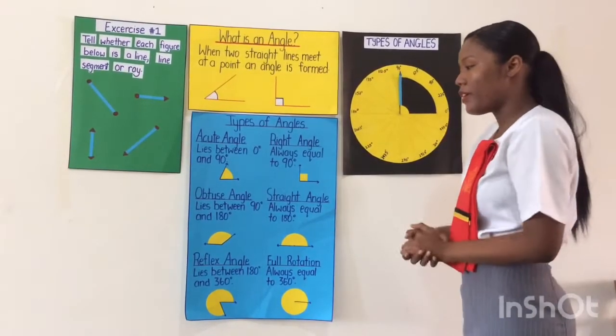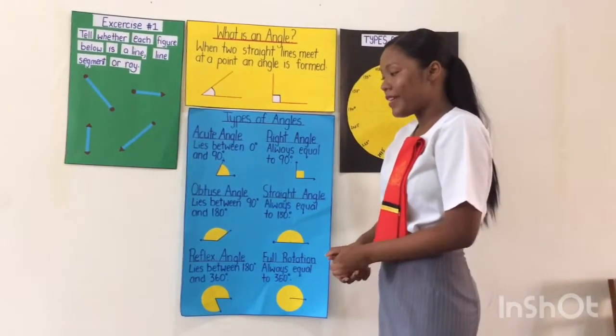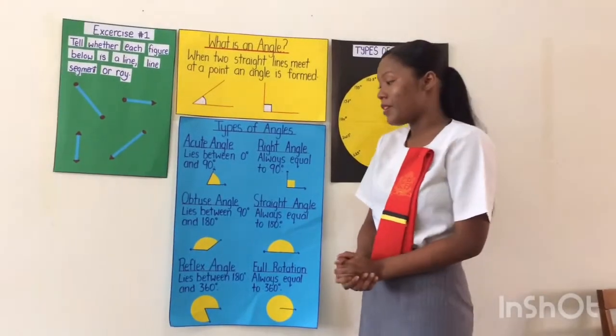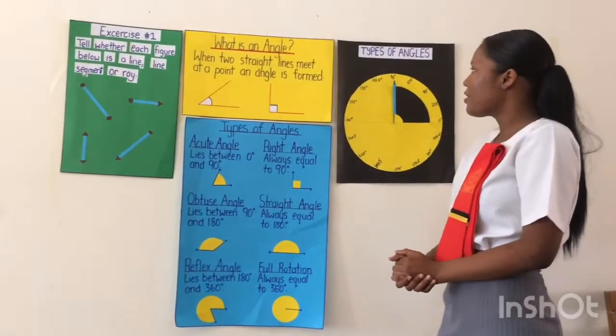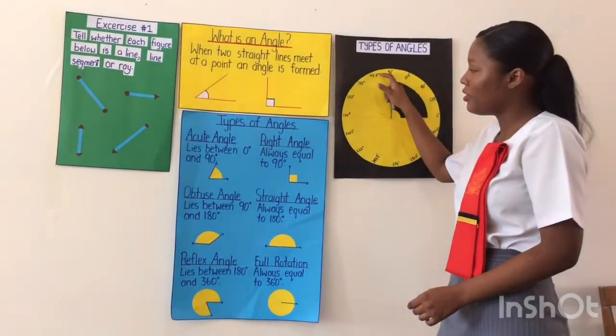Now our next angle we're going to look at is our obtuse angle. And it says here it lies between 90 and 180 degrees. Okay? So 90 and 180 degrees. Let's look for 90. Here we have our 90 degree. And where's 180, Mariah?